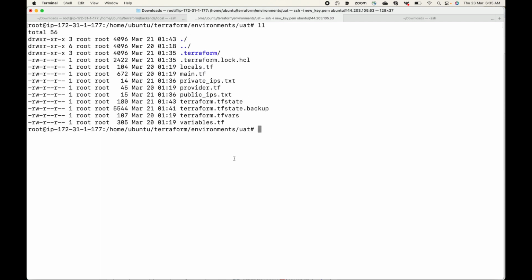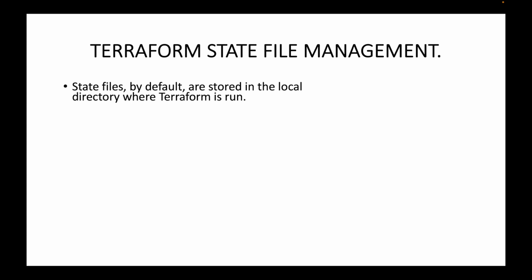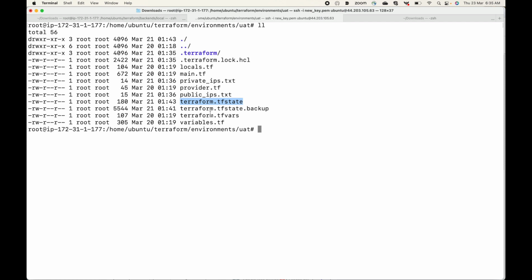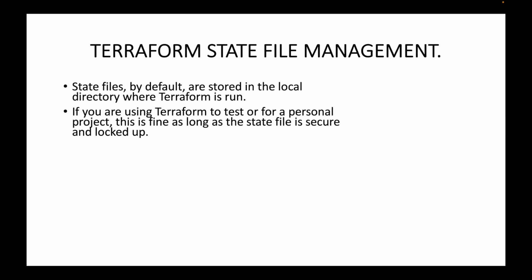Now whenever I run the Terraform apply command, by default my state file gets stored in the local directory of my local machine itself. If you're running for testing purposes, or doing it for a personal project, this is fine as long as your state file is secured and backed up. Since your state file is on the local machine, only you can work with it. As long as you're using this for personal purposes, maybe a POC or testing some feature, this is fine.